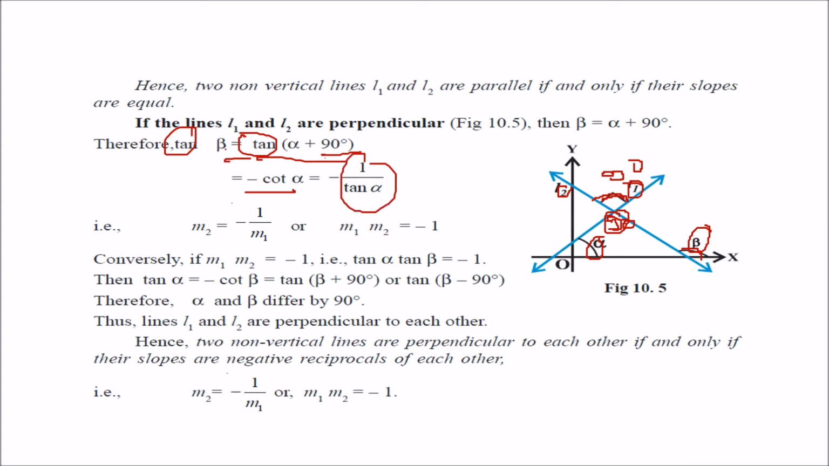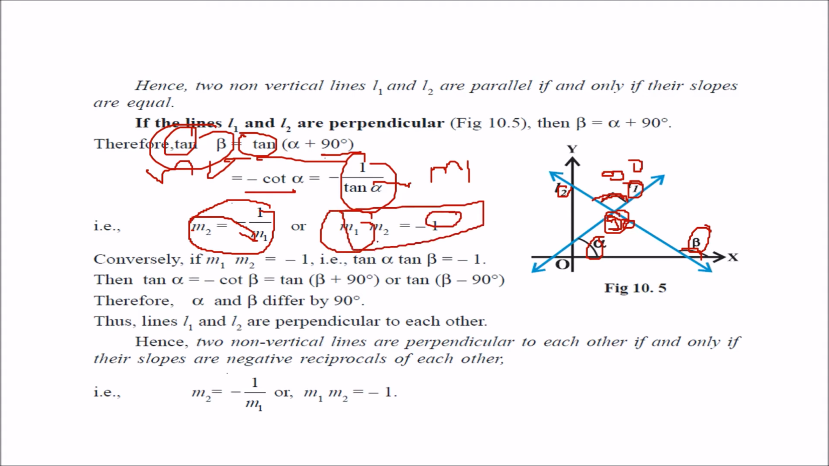So this is your m1. This was your m2. So m2 is equal to minus 1 by m1. So you multiply these two, means take this on the left hand side. So m1 m2 is going to be equal to minus 1. m1 is tan alpha, this is tan beta. So if 2 straight lines are perpendicular, then the product of the slopes has to be equal to minus 1.